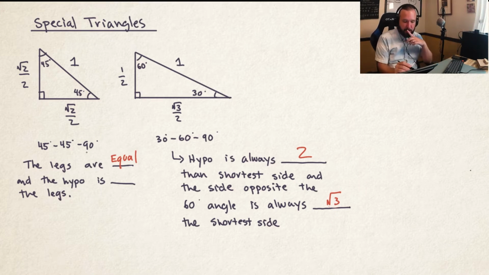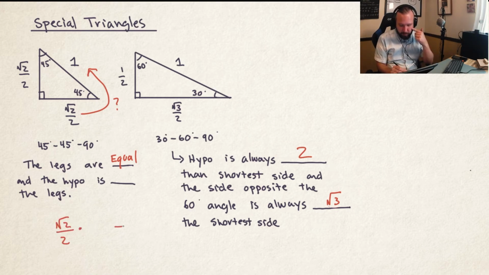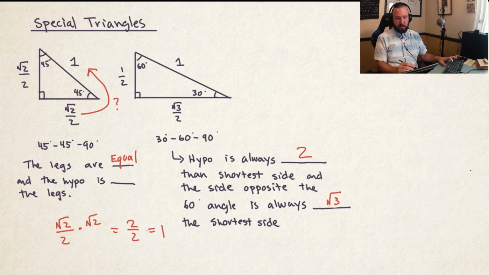So what do you have to do? How would you have to multiply this by to turn it into that? Well, let's just look. I'm going to try guess and check here. So if you do the square root of 2 over 2, and I'm going to try to multiply it by something and get 1. So I'm just going to put the square root of 2 here, and let's see what happens. These two square roots are going to cancel, and I'll just get 2 over 2, and that'll give me 1. So the hypotenuse is always the square root of 2 times the legs.